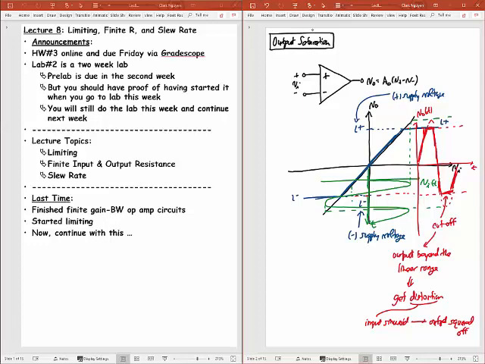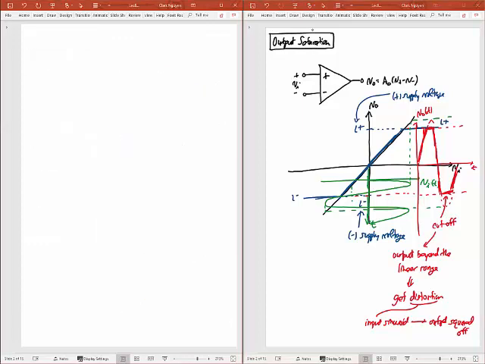Okay, and so let's now go to the next op-amp non-ideality, and I'm just going to march through a few of them today. I'll spend a little more time on slew rate, but let's talk about finite input and output resistance now.